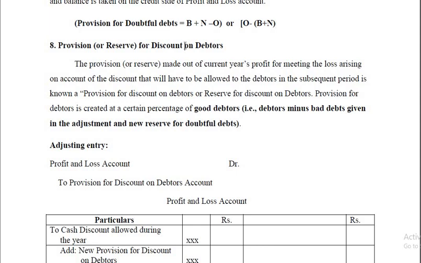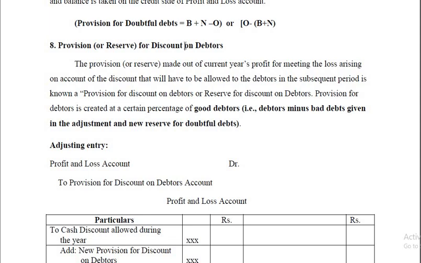Alright, now we'll move on to the provision of reserve for doubtful debts. So normally on the debtors, when they make the payment in future, there is a practice of allowing a certain percentage of debtors as discount.